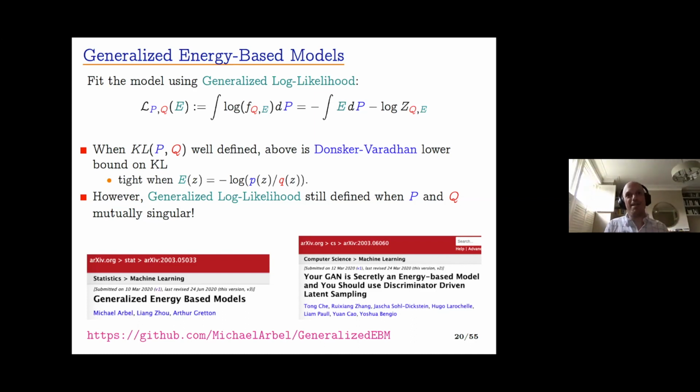However, in my setting, Q is not going to have a density with respect to Lebesgue. P and Q might be mutually disjoint, so they might share no support. They might be mutually singular, and yet I could still consider this generalized notion of log likelihood and use that to fit my model.